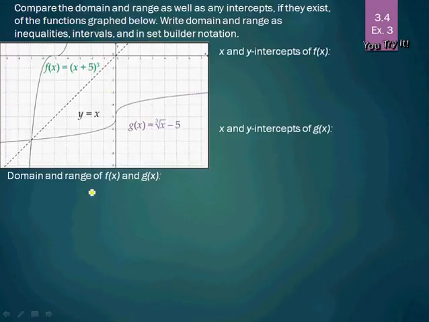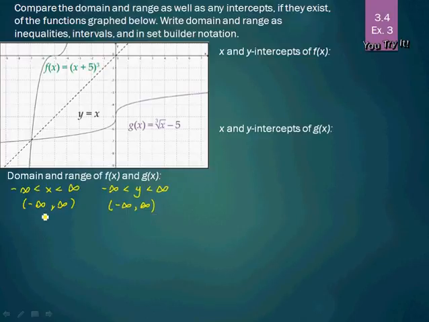So let's go ahead and write those first as an inequality. So it would be negative infinity is less than x is less than infinity. And then for the range, the same thing except with y. And then with intervals, you just use parentheses because infinity is not a set value. And same thing for the range.